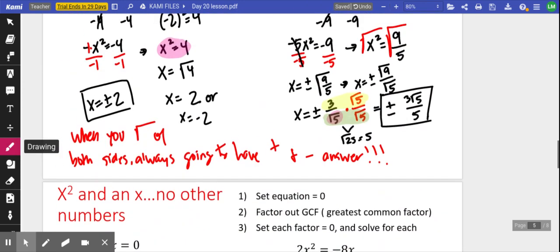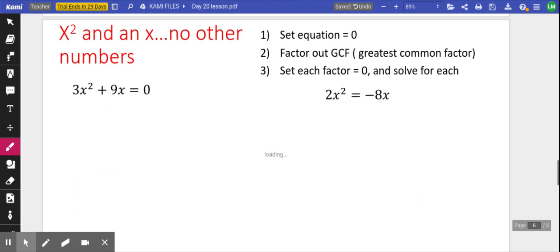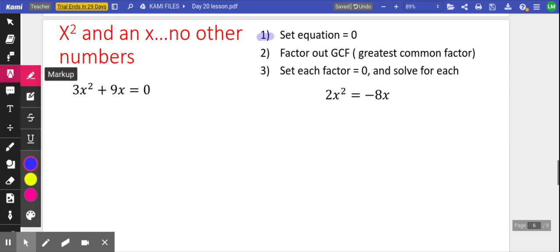All right, there's our pretty work from last video. Right now we're going to look at x squared and an x, no other number. Here's our steps. Go ahead and write these down. First, we're going to set our equation equal to 0. Last video, we wanted something on both sides. Right now, we want everything on one side. Step 2, we're going to factor out a greatest common factor. Step 3, we're going to set each factor equal to 0, and we're going to solve each equation. Again, those are important. Make sure you have those down.